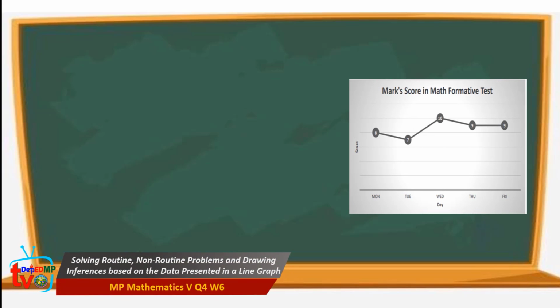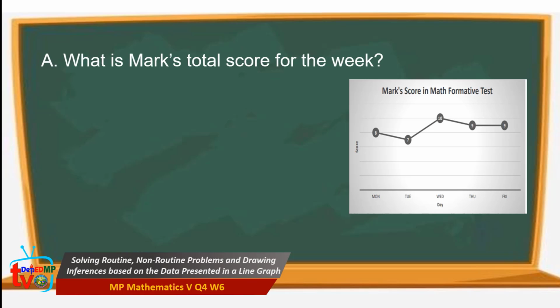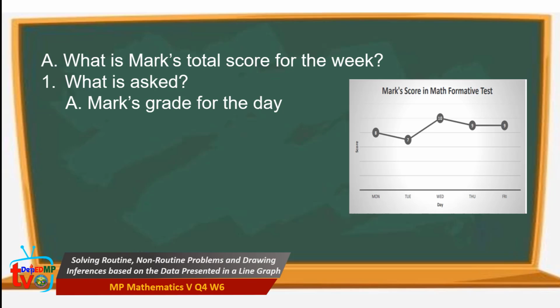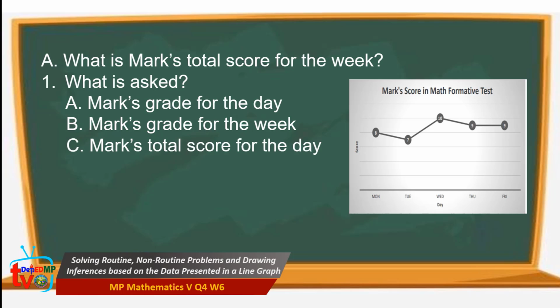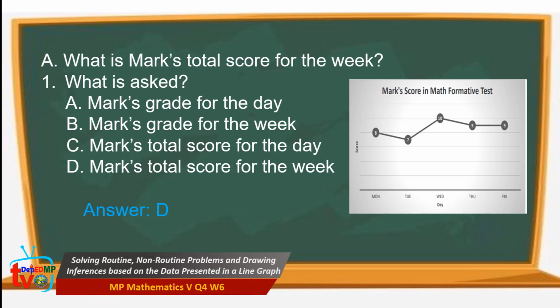Let us now answer your activity that you have done. A. What is Mark's total score for the week? Number 1. What is asked? A. Mark's grade for the day. B. Mark's grade for the week. C. Mark's total score for the day. D. Mark's total score for the week. The answer is D.